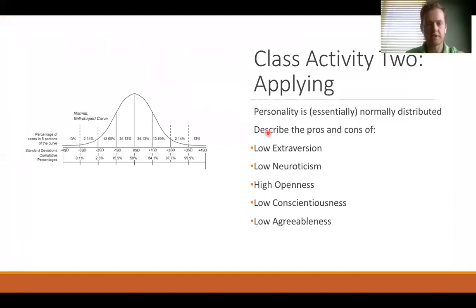So personality is essentially normally distributed, so there are slight differences. But what that means is, along the distribution, there are pros and cons, evolutionarily speaking, to every part of the personality spectrum. So one thing to do is look at the pros and cons of each level of the personality trait.